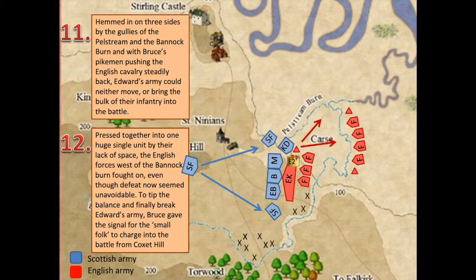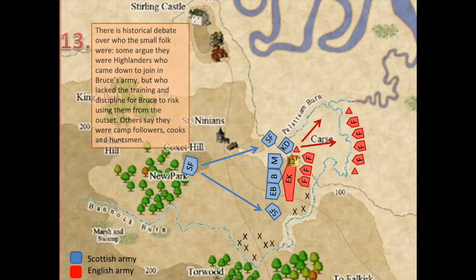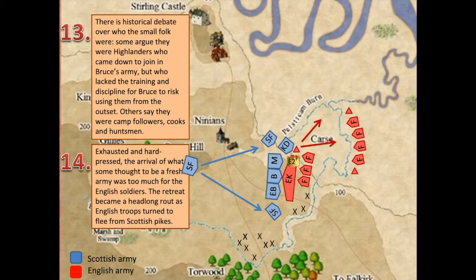And there we see the English forces starting to fall back. And as I said, there is historical debate over who the small folk were, but exhausted and hard-pressed, the arrival of what some in the English army must have thought was a fresh army of Scots was just too much for them to bear. The retreat of the English becomes a headlong rout as English troops turn to flee from Scottish pikes. Their battle has broken. It is time to get out with your life. You can see on our maps, the English force turns tail and starts to try to make its way back across the Bannockburn and flee the battlefield.